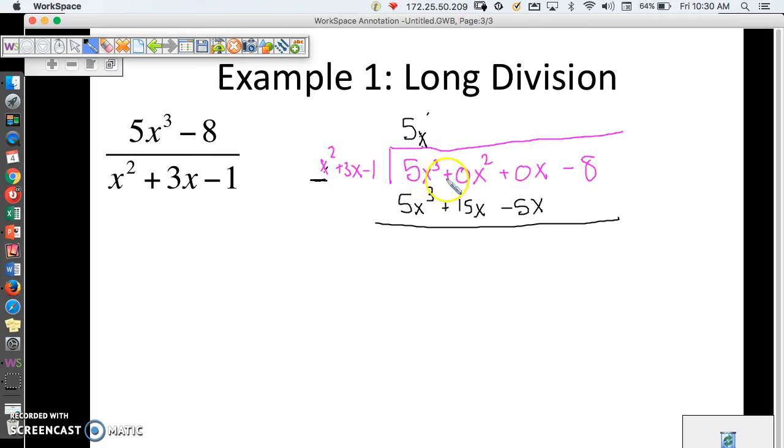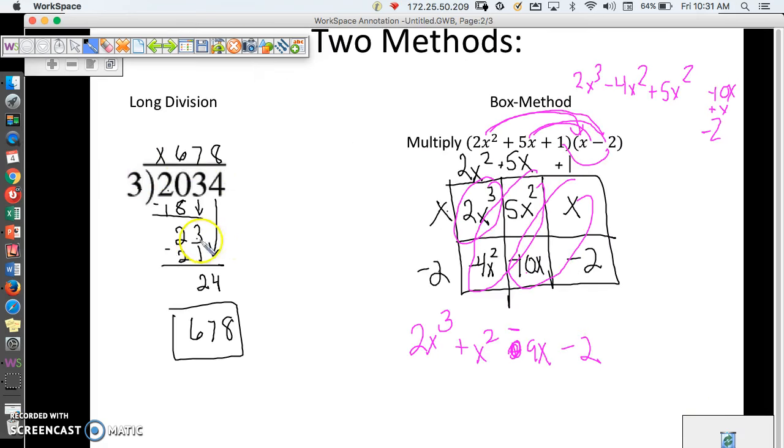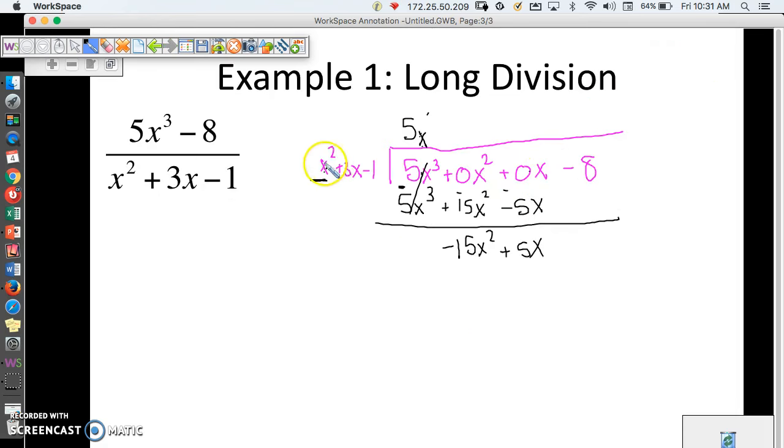And then what happens is we subtract all of these. So 5x cubed minus 5x cubed, well, that's 0. And then we have to do 0 minus 15x squared, is negative 15x squared. And then once again, we do 0 minus negative 5 is plus 5x. And just like long division, where now we went 3 into 23, we think the same thing. X squared times what gives you negative 15x squared? Well, that's negative 15.